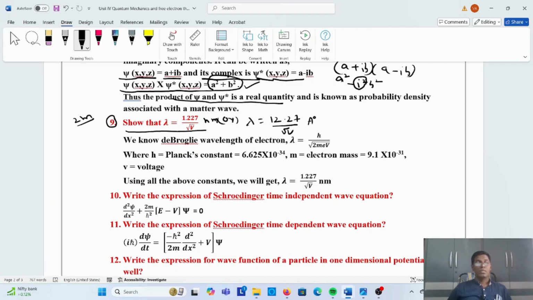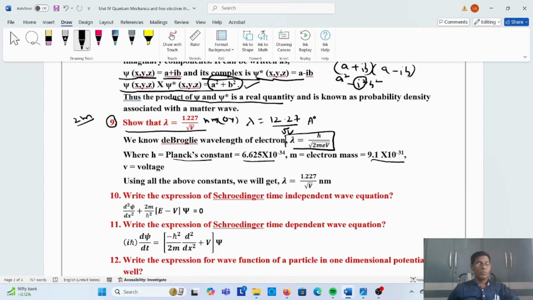Now to find this value, you have to use lambda is equal to h divided by root of 2m eV. Now in this equation substitute the Planck's constant, that is 6.625 into 10 power minus 34. Then the mass of the electron, 9.1 into 10 power minus 31 kg, and V is equal to voltage. By substituting all the constants in the above equation, you will get lambda is equal to 12.227 divided by root V.